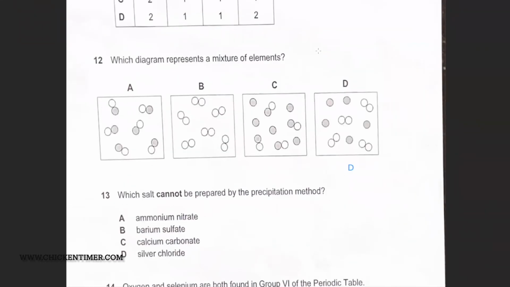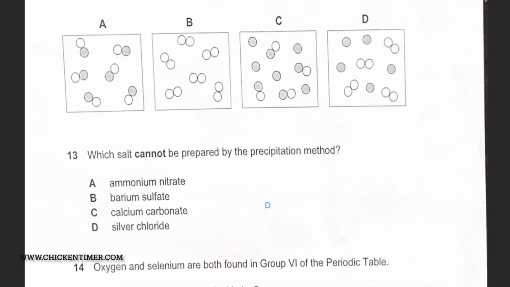Mixture of elements. This is compounds. This is element. This is compound and element. Then this is element plus element. Yes, element. Correct. So there are 3 methods of salt preparation: 1 is titration, then 2 is the excess method, then the third one is precipitation.